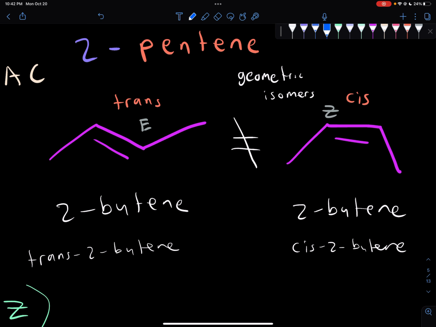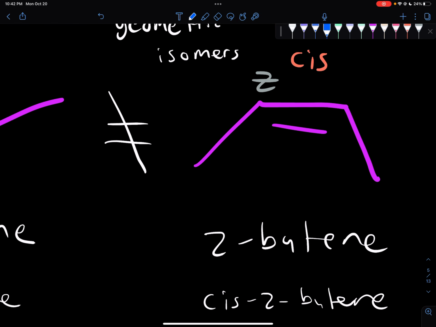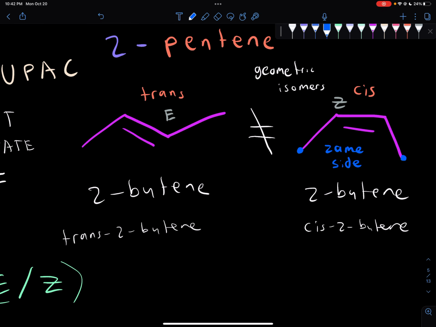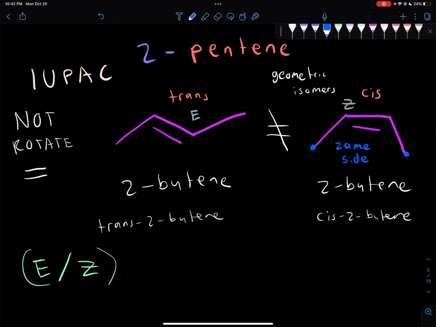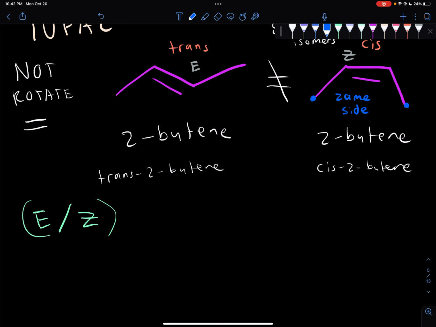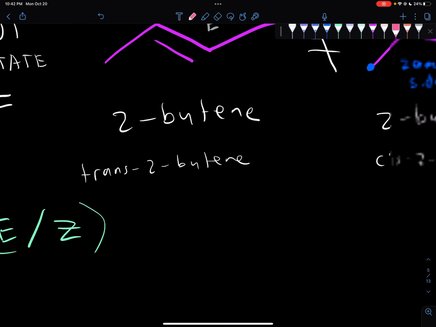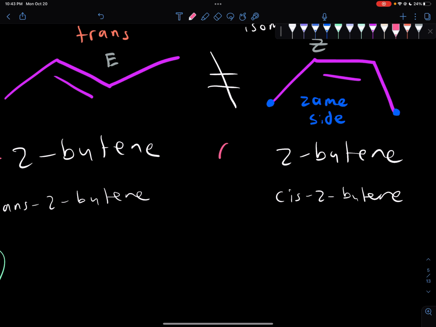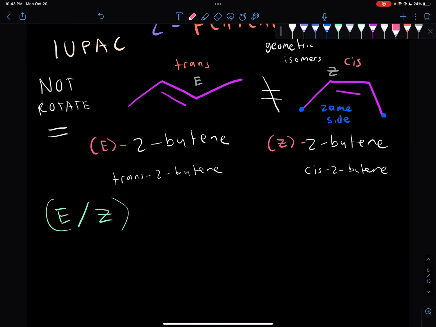Now, I know you're wondering, bro, how do you remember this? I got you, bro. Thanks for asking. Cis is on the same side. So as you can see, both carbons are on the same side, which is cis. Cis just means the same. Trans means the opposite. So E is the only leftover one, so that's what trans refers to. So if you want to be an expert organic chemist, you can call this E-2-butene, and the other one Z-2-butene.